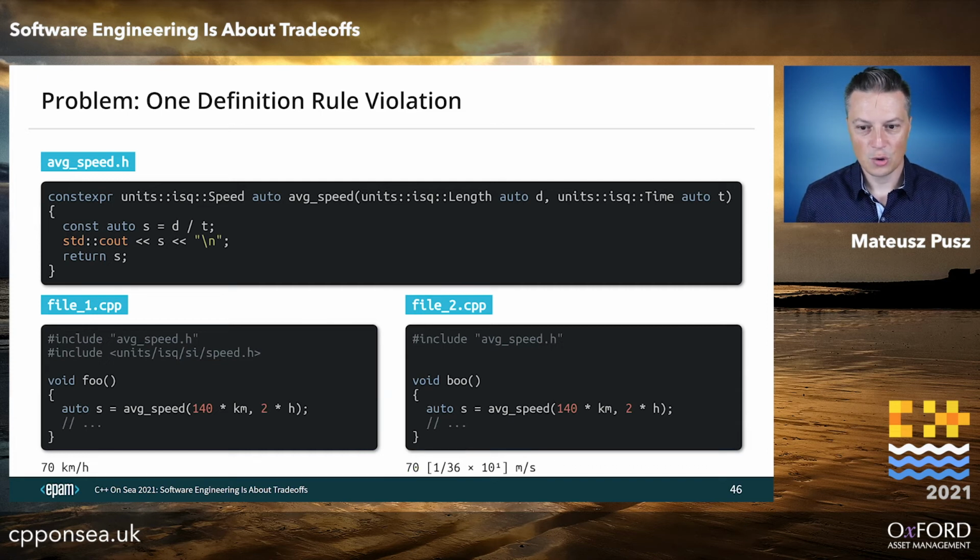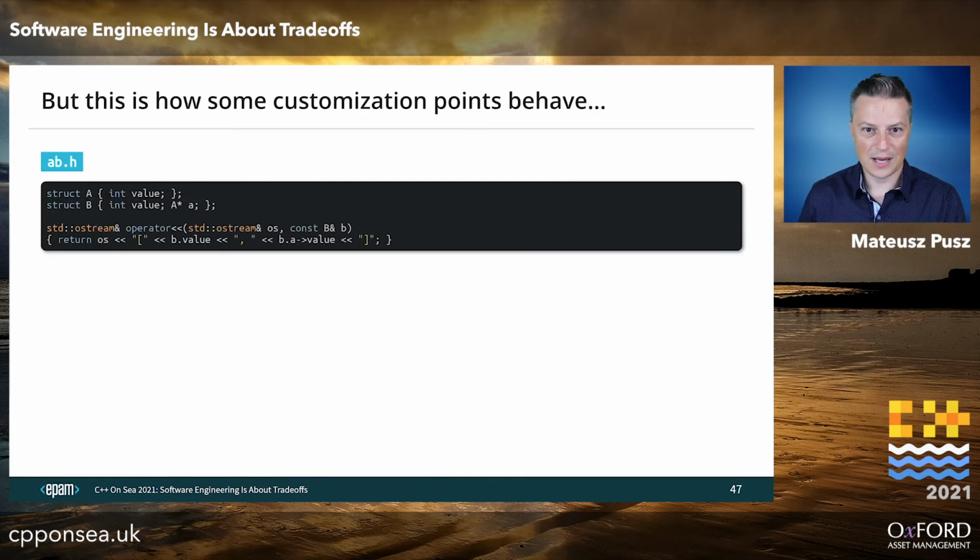Because the engine will not be aware of the customization point provided by the user, of this special type that the user created for this result of the dimensional equation. So if there is no definition in the translation unit, the engine cannot provide it. I just want to point out that it's not something bad or different from what we already have. This is how some customization points behave.